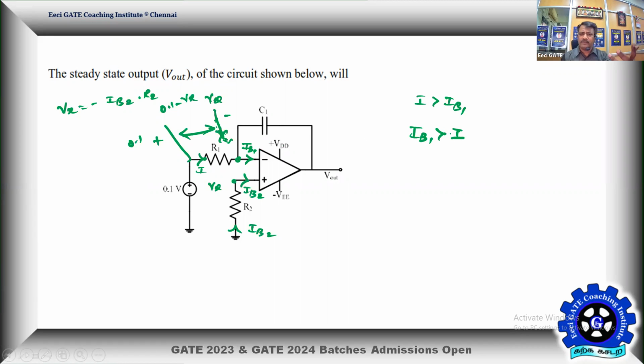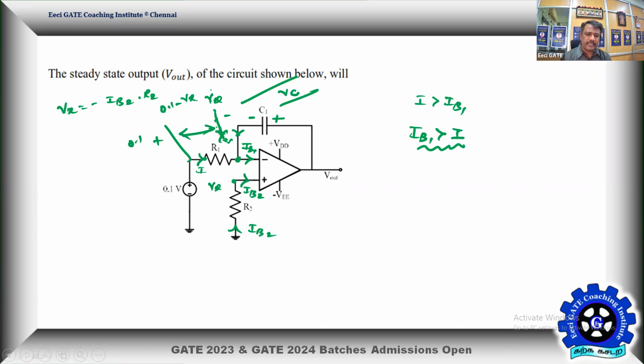IB1 greater than I, since it is not mentioned as the ideal op-amp. By assuming ideal op-amp, we can reach the destination that the op-amp is driven to negative saturation. So the answer is minus VEE. Suppose we do a small cross check, what will happen? If IB1 is greater than I, then to balance the KCL, the current will go down. That is going to charge the capacitor. This is plus, this is minus.